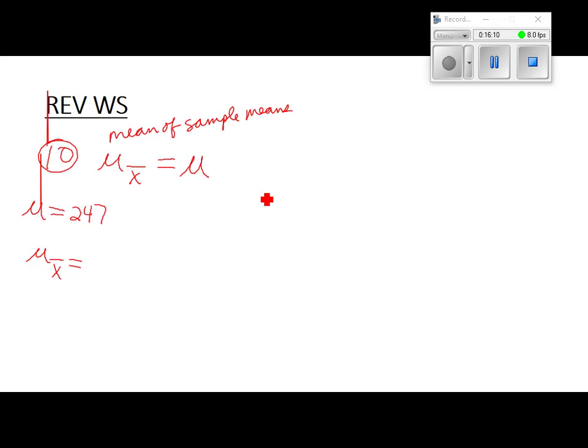To find the standard error. Remember, this is standard error when it's sigma x bar. It's supposed to be standard error, even though I call it standard deviation all the time because I forget. So that's the standard error. The formula for standard error: does anybody remember the formula for standard error?